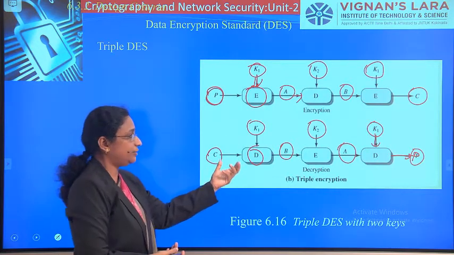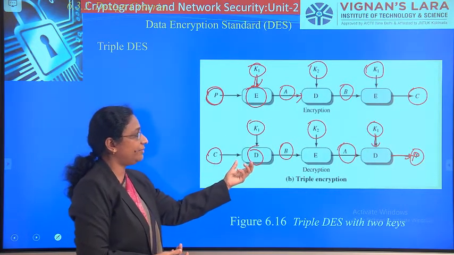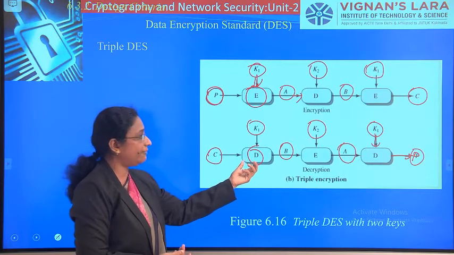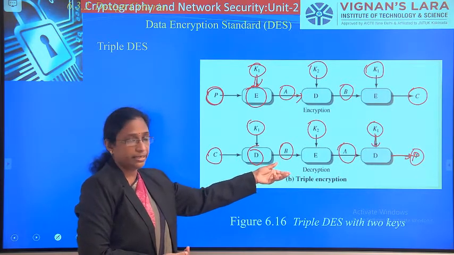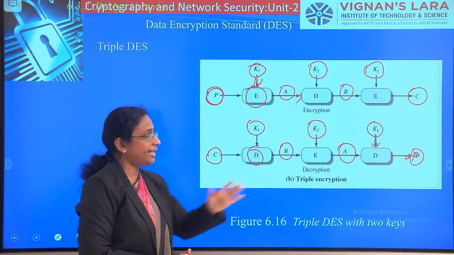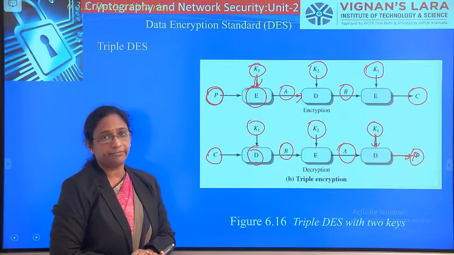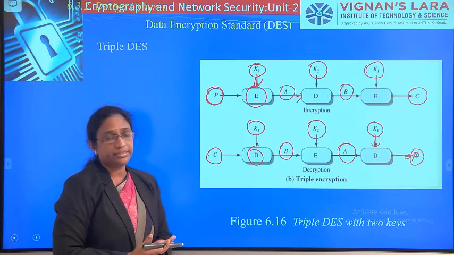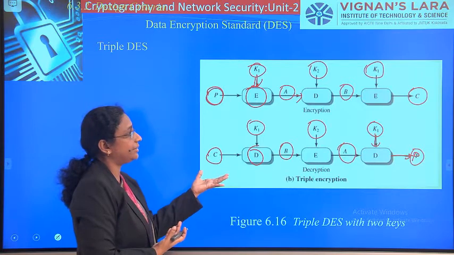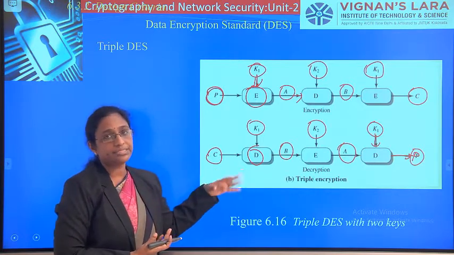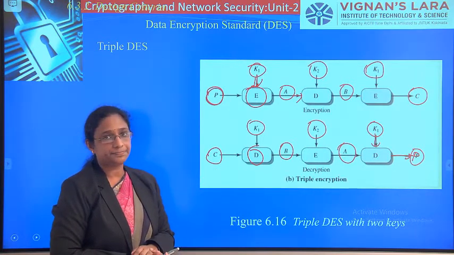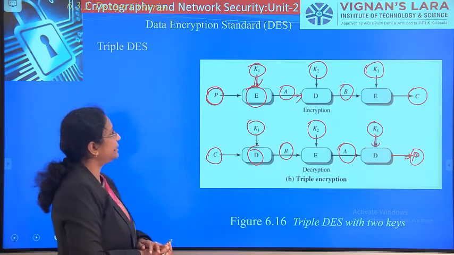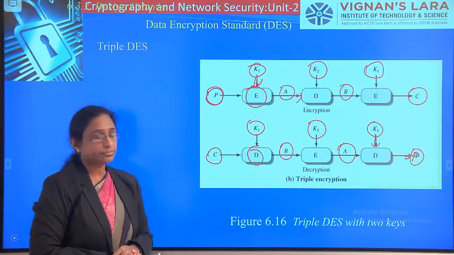To achieve the plain text, we do a decryption with the key K1, then encryption with key K2, and then again decryption with the key K1. In that way, triple DES overcomes the meet in the middle attack. So that is about the DES.